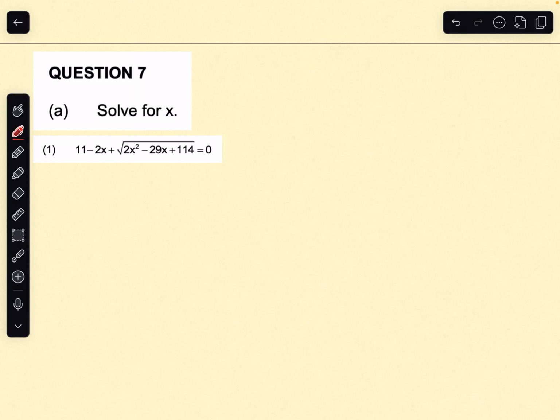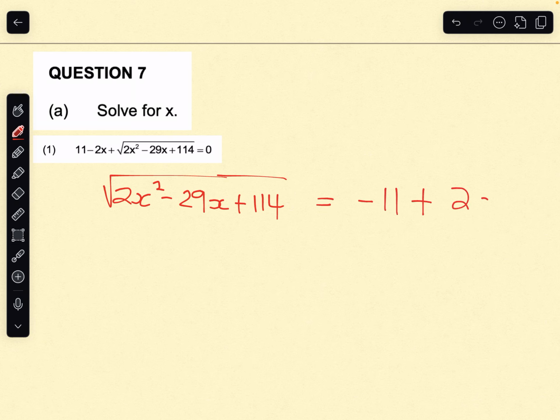So the general strategy where there's a radical involved is to isolate the square rooty term. So I'm going to move all the other terms across. So then that'll be negative 11 plus 2x, right? And then from there, we square both sides to get rid of the radical.